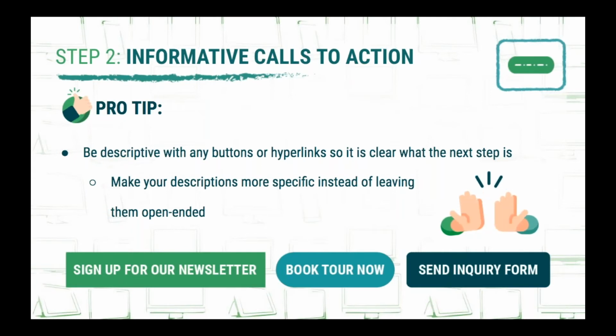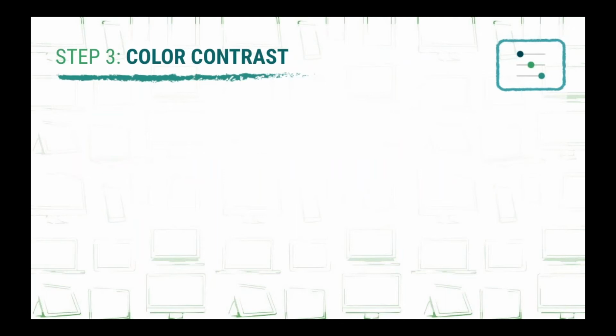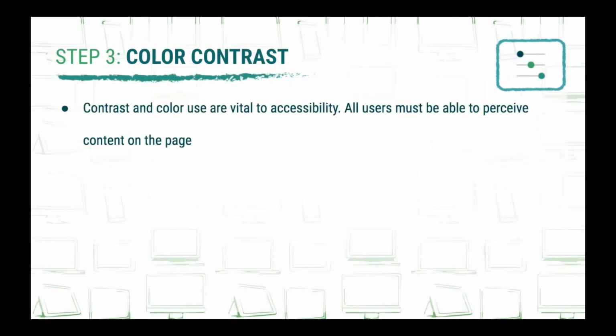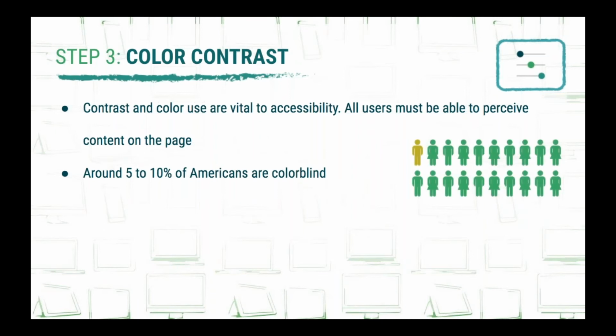Now, let's get on to step 3, color contrast. In today's world, contrast and color use are vital to accessibility. Users, including those with visual disabilities, must be able to perceive the content on the page. Color blindness is the most common visual condition where individuals often mistake shades or lose their ability to distinguish colors at all. And according to the National Institutes of Health, around 5 to 10% of Americans are colorblind. These people will have certain requirements in terms of color selection, on top of all of the issues that could affect any of us when browsing through a website.